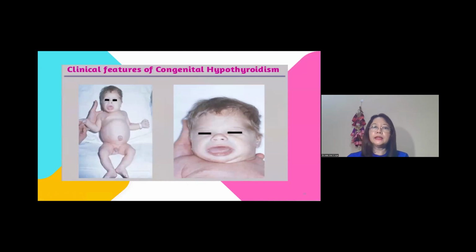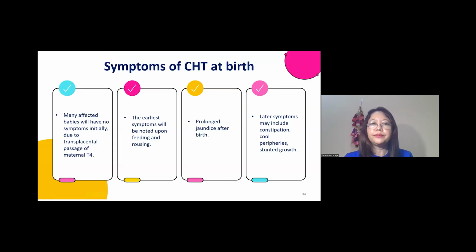So this is a congenital hypothyroidism baby. You can see a very short broad neck, protruded tongue, and coarse facial features. The tummy is distended. So what are the symptoms of congenital hypothyroidism at birth?